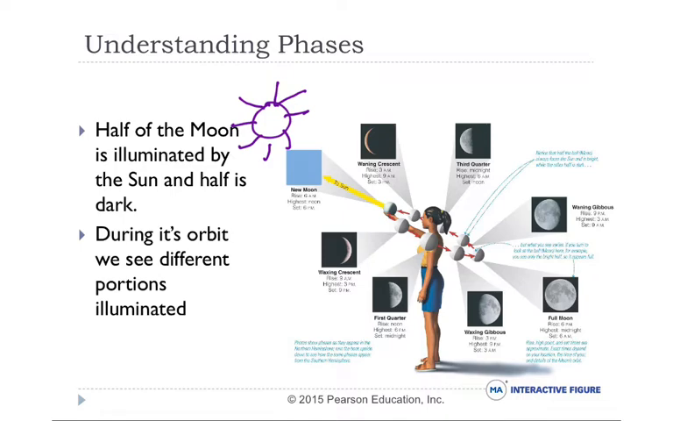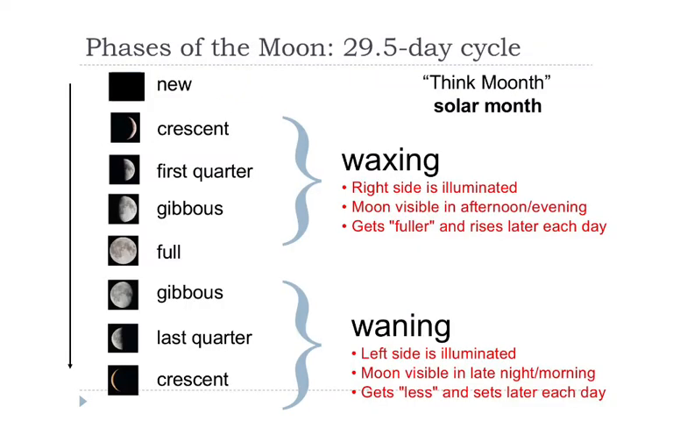Crescents are when less than half of it is illuminated. Gibbous is when more than half. On this next slide, we'll talk about these phases a bit more. The cycle is 29.5 days for the actual cycle to go through. Since we're both moving, the sidereal period is slightly different. Whenever the right side is illuminated, we call that waxing, and whenever the left side is illuminated, we call that a waning phase.